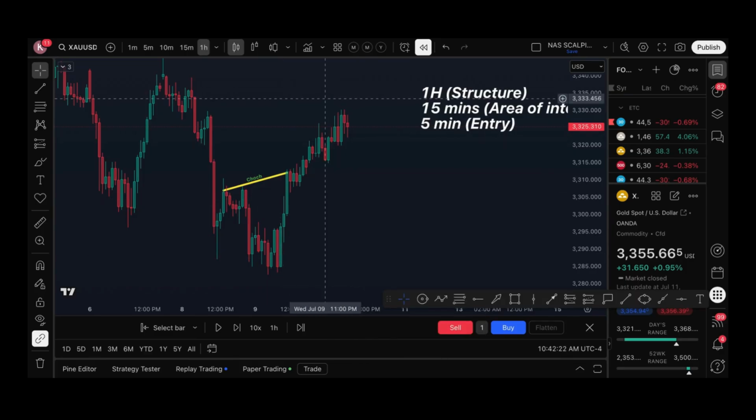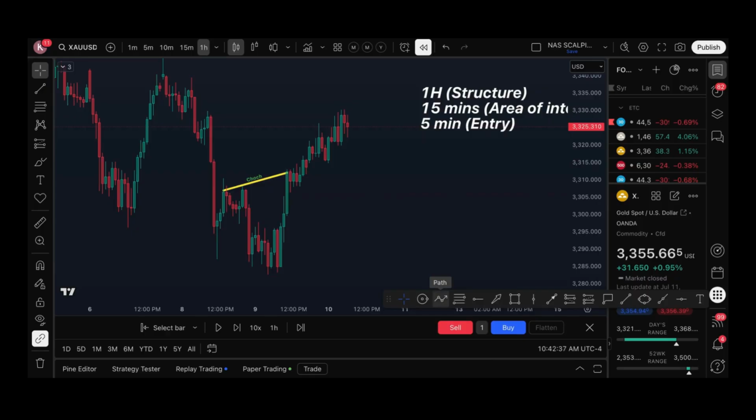So we have this push up, and we have our structure defined. Our bias is bullish because we broke structure to the upside, and we are anticipating as pullback traders. And again, this isn't the be-all and end-all.